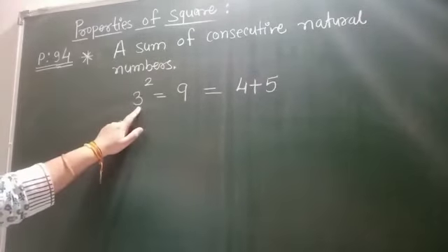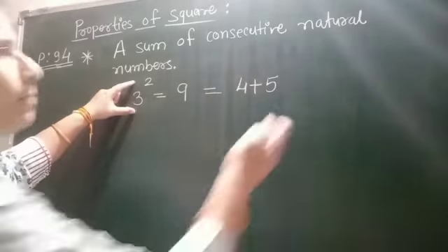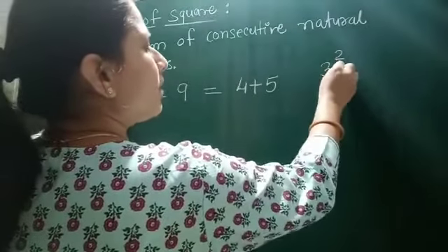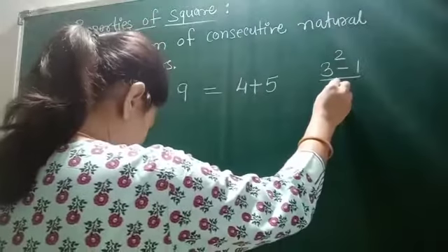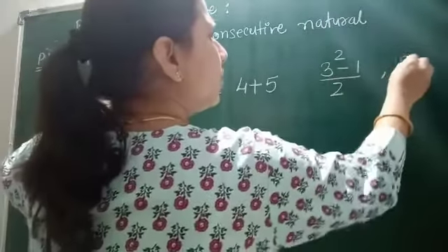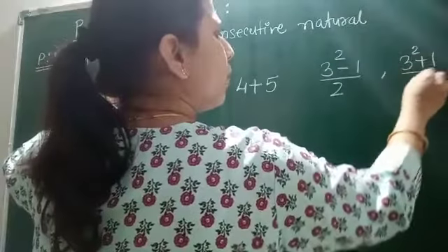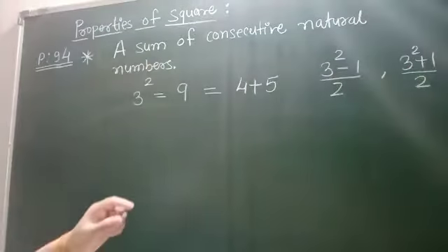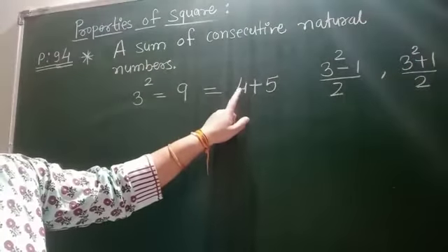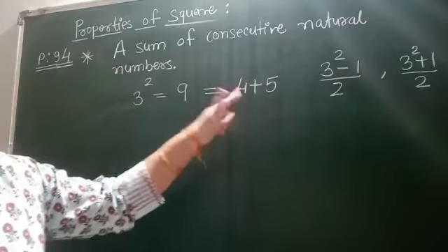As you can see here, student, your starting number is 3 square. You just have to use this formula: (3 square minus 1) upon 2 and (3 square plus 1) upon 2. With the help of this formula you can easily find consecutive natural numbers.